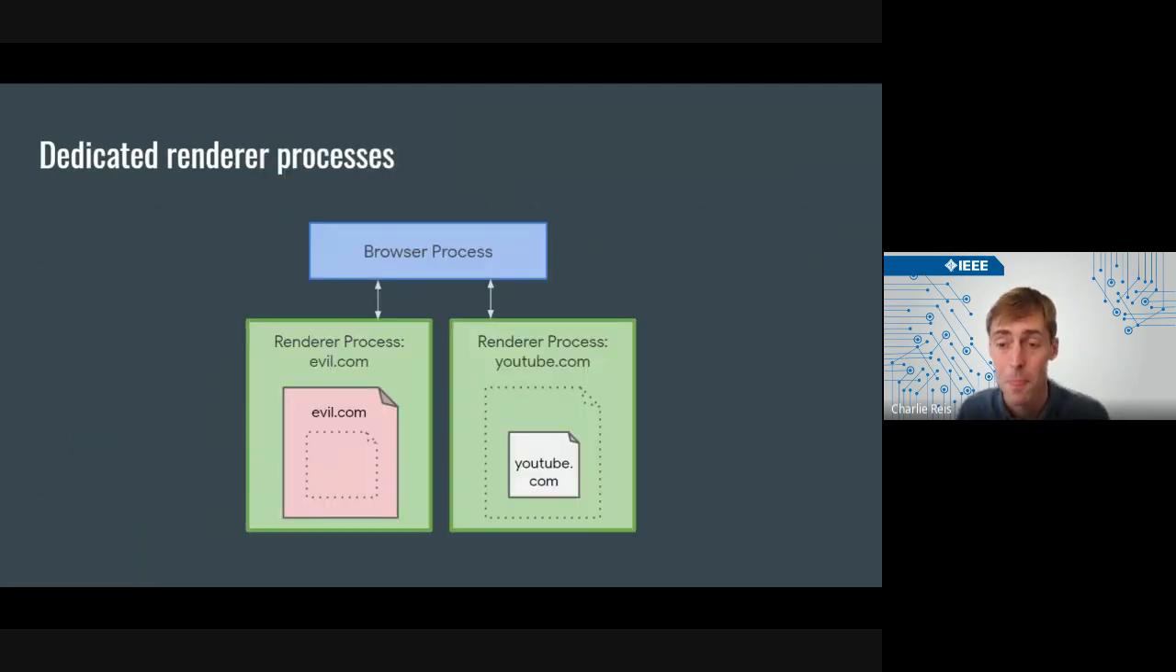As a result, we ended up with the ability to have dedicated renderer processes. That means we can now track security principles at a process level and say which site has documents in that process. The browser process can enforce access control on these processes to say, do they have access to cookies or other storage? Do they have access to permissions such as camera and microphone?